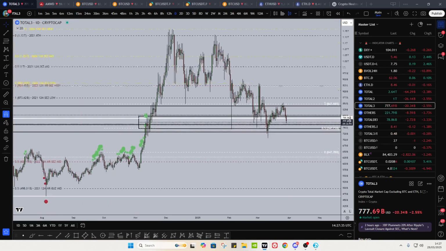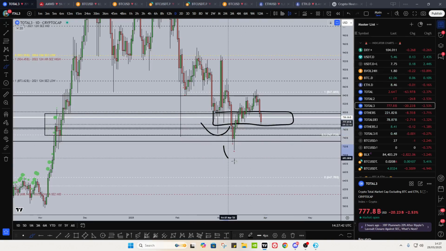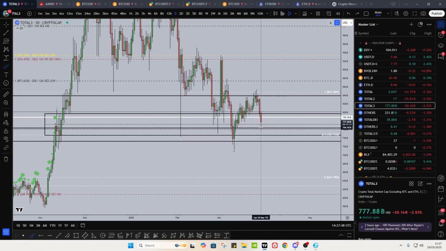Daily, do we have a smiley face potential here? This is a bit messy, too many boxes, but the smiley face would be here. So if you're wanting a smiley face, you're at the area where you'd want to see it, somewhere around here. If this holds, you've got reasons to be in alts. If this doesn't, then you might finally get that breakdown towards lower levels.